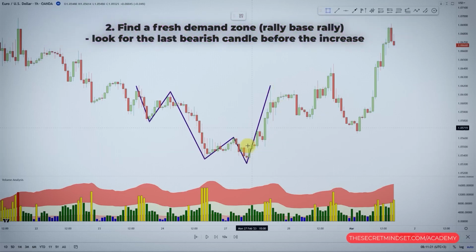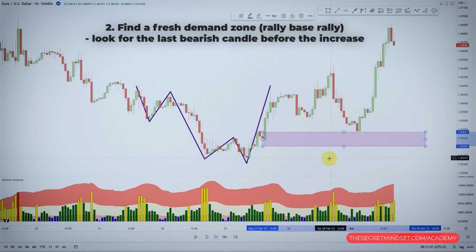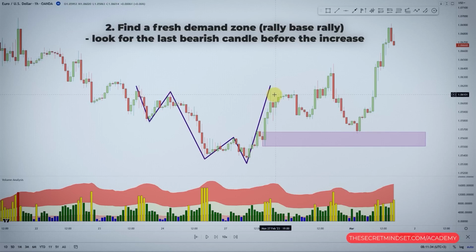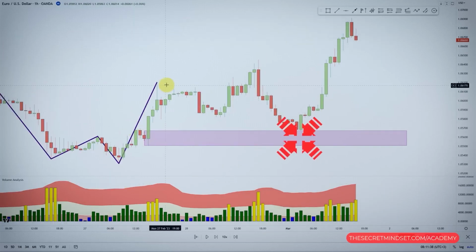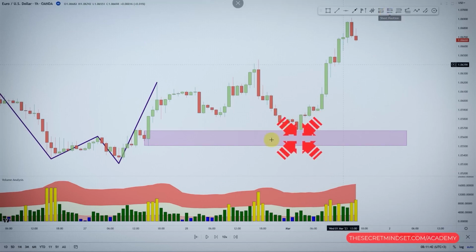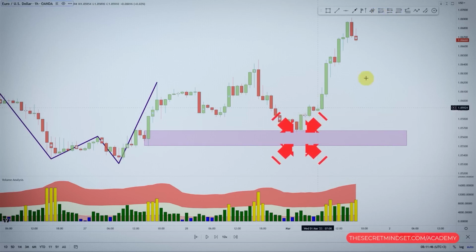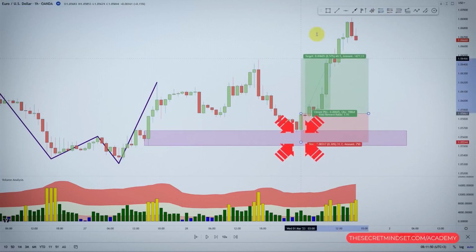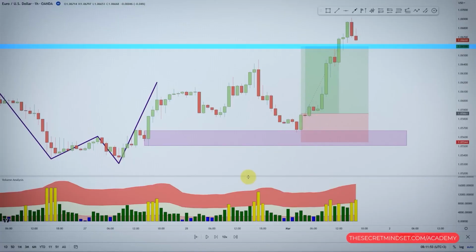First, you need to take a look at the left-hand side of the previous low, where the strong rally has started. You need to find the last bearish candle before the strong rally. I see a rally-based rally formation, which is a continuation pattern forming a demand zone. When price returns to this area, you can open a buy position with stops below this demand zone. If you find a liquidity clear out, again, even better.